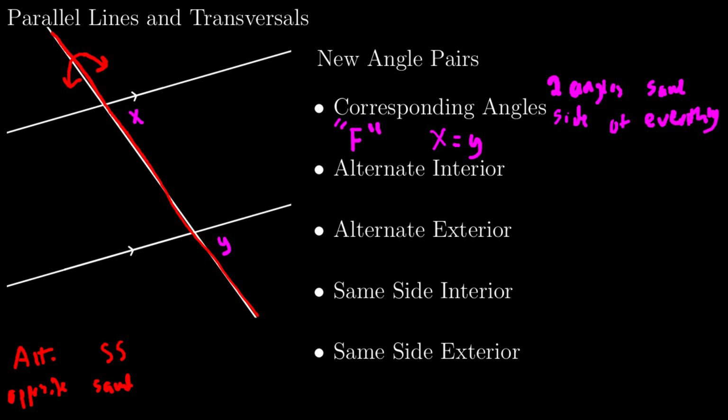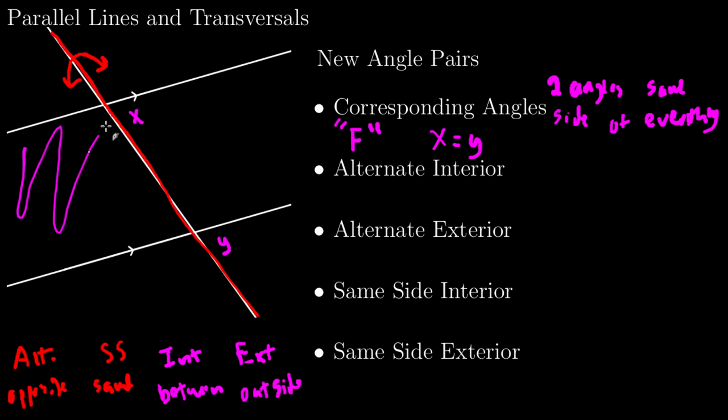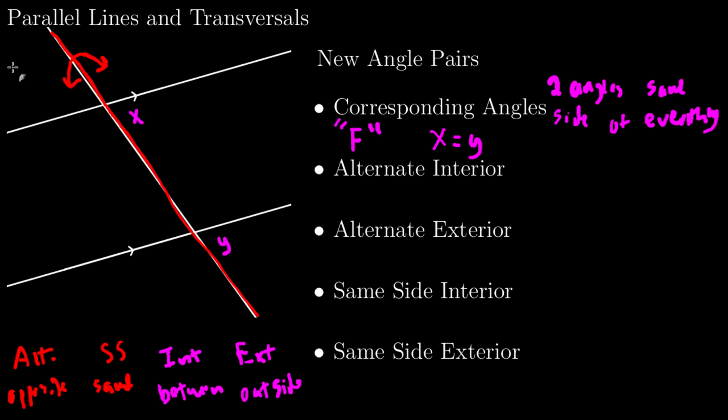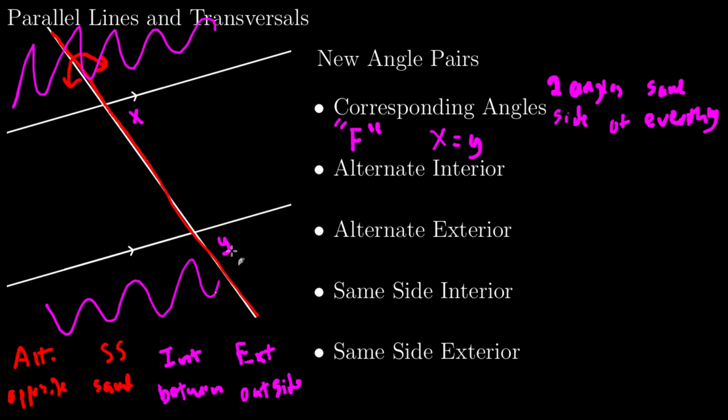We also have the terms interior and exterior. Interior for us will mean between. Exterior will mean outside the parallel lines. So interior is this space here, this is interior to the parallel lines. Exterior means I'll have one angle out here and the other angle out there, so outside of the two parallel lines.